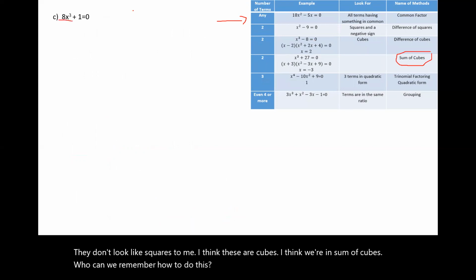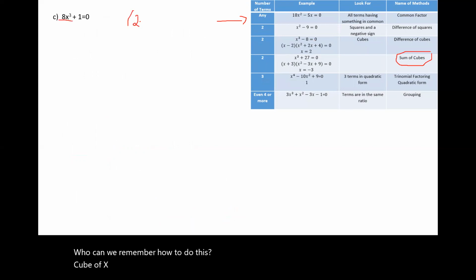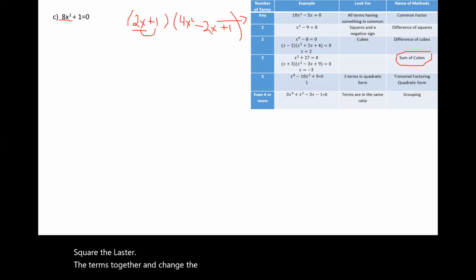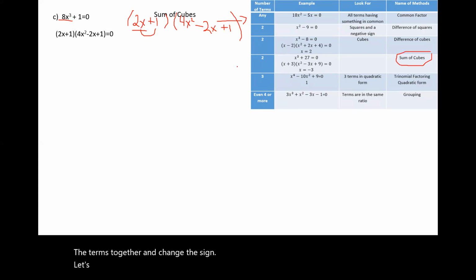Cube root of x cubed. Cube root of 1. Positive 1. Square the first term. Square the last term. Multiply the terms together and change the sign. Let's see how we did. It's the sum of cubes. Beautiful, we got that right.